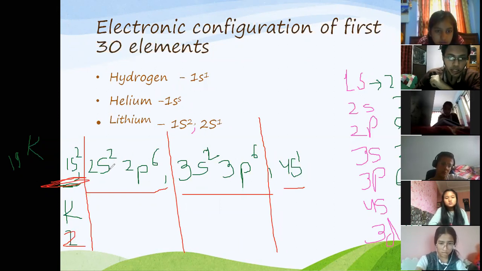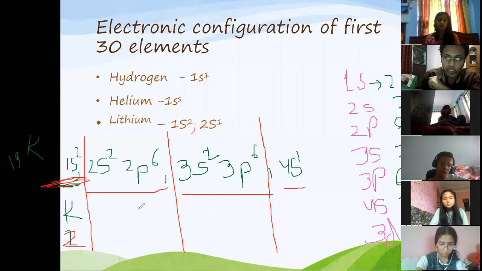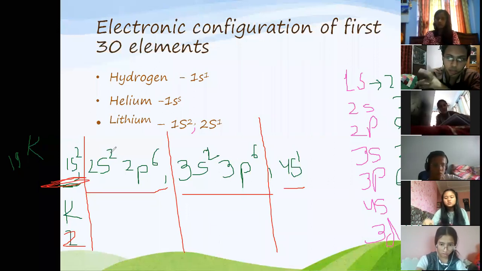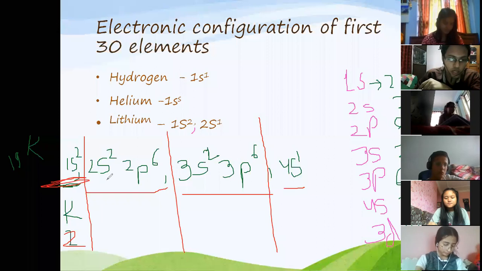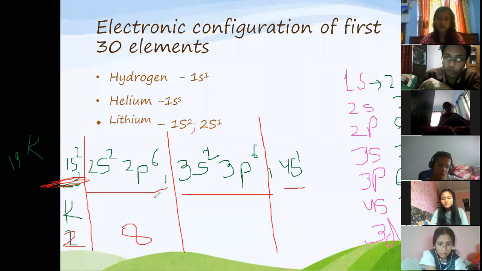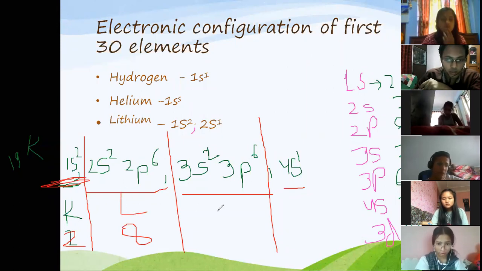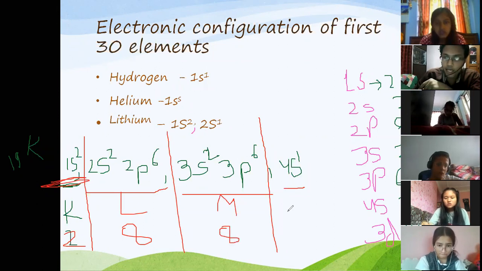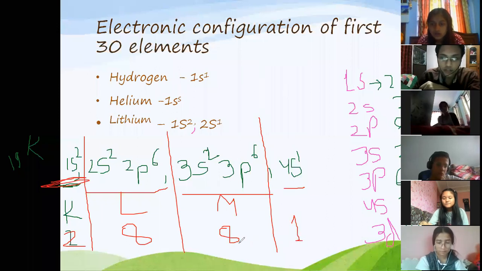You need to understand this: 2s and 2p are both orbitals of the second shell. It's like two different rooms of the same flat, and electrons are the number of people inside those rooms. So how many total electrons are present there? 2 plus 6, 8. So that's the L shell. Similarly, the M shell has 2 plus 6, 8, and the fourth shell has a single electron. Look at that: 2, 8, 8, 1. This justifies what we did last year in class 8.